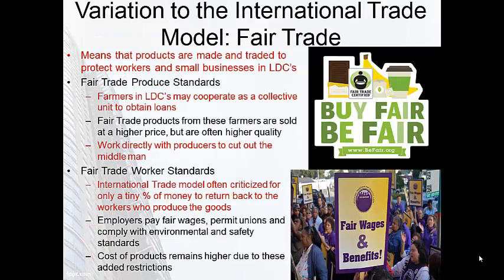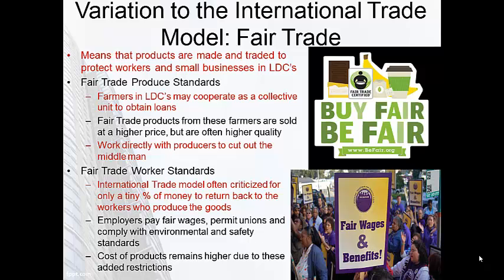All right, last, there is a small variation to the international trade model called the fair trade model. And this means that products are made and traded to protect workers and small businesses in LDCs. They are not abused, let's say. And we'll talk about that in a second. Now, there's something called the Fair Trade Produce Standards. And these are farmers in LDCs that cooperate as a collective unit to obtain loans. It's much easier when there's 30 of you than one of you. Now, these fair trade products from these farmers are sold at a higher price, but they are often of higher quality. They actually work directly with producers and cut out the middleman for exchange, so the products are not that much more expensive than other products.